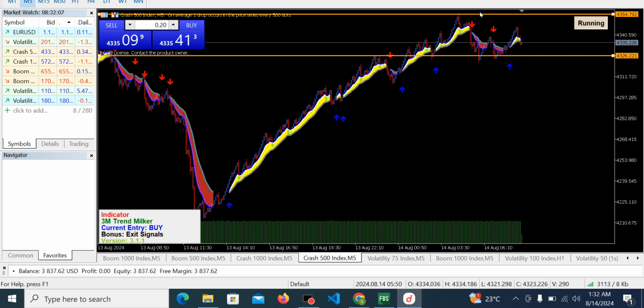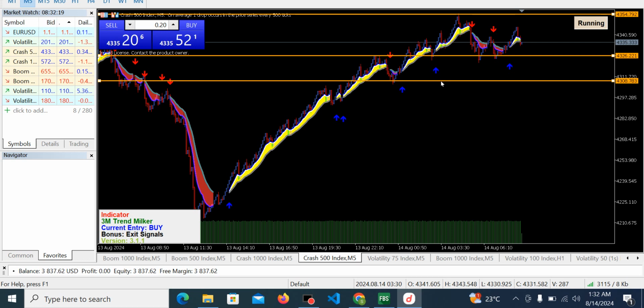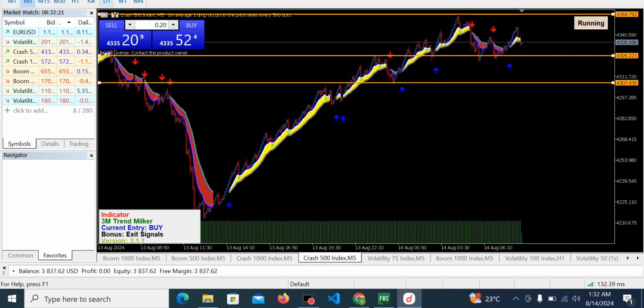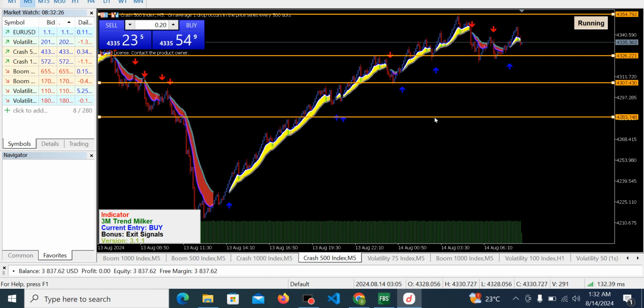Okay, so here is the resistance zone. If it gets there and it breaks out above it, it will keep on buying. But if it breaks out below this support zone, then definitely it will keep on selling, and we expect it to get to this region. Okay, and of course guys, if it breaks out from there, we expect it to get to somewhere here.